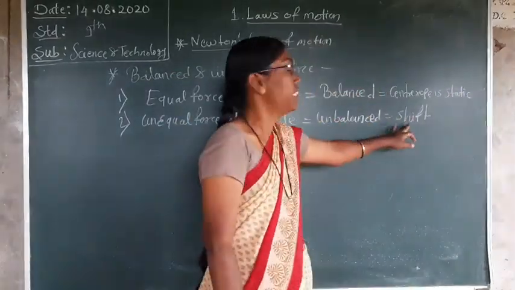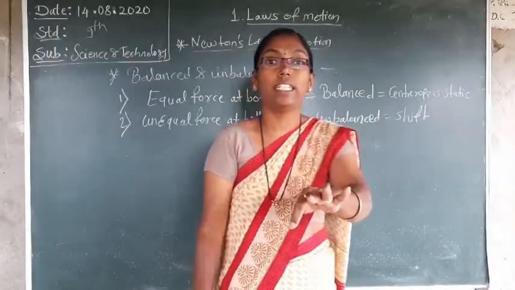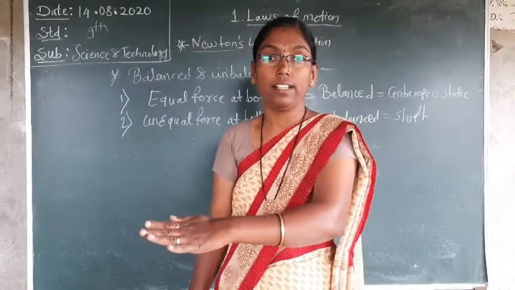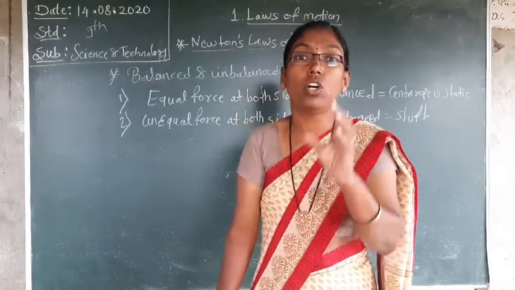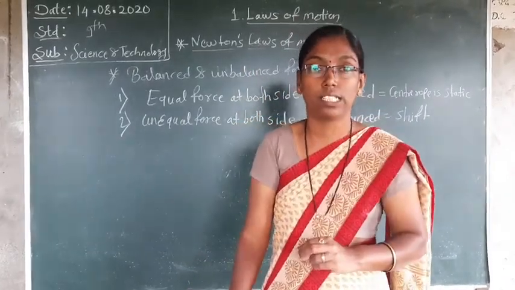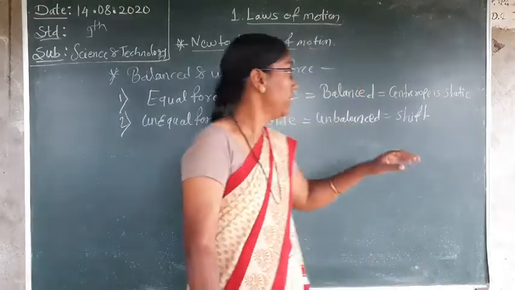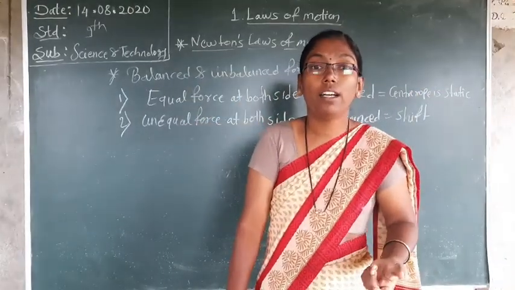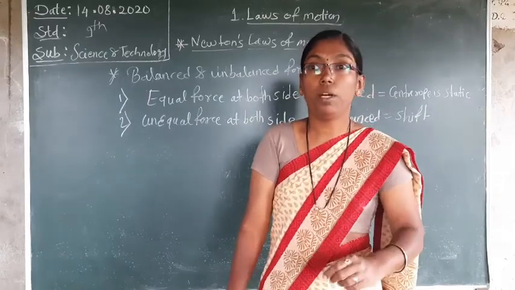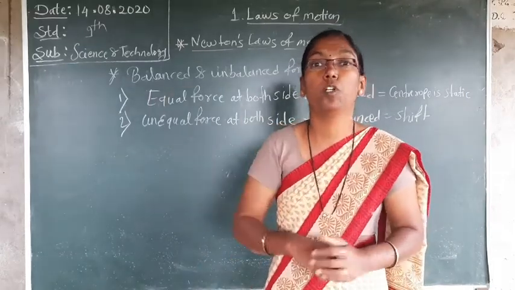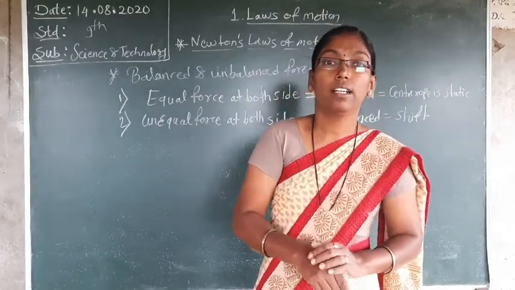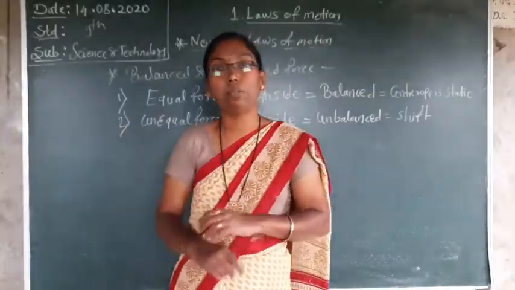But in unbalanced force, the center rope will shift to the left side or right side. How? It depends on the applied forces. Don't forget, it shifts to the right side. Why will it be the right side? Because more force is applied at the right side and less force at the left side. Then second, it shifts to the left side. Why?